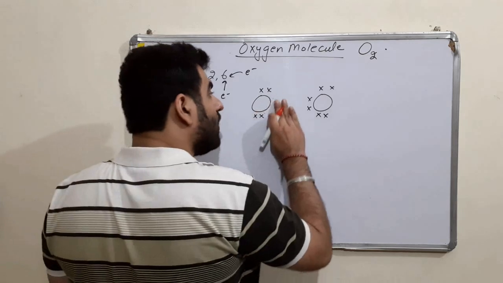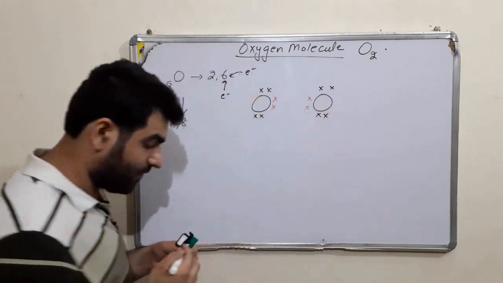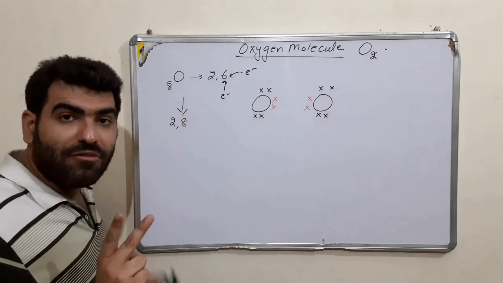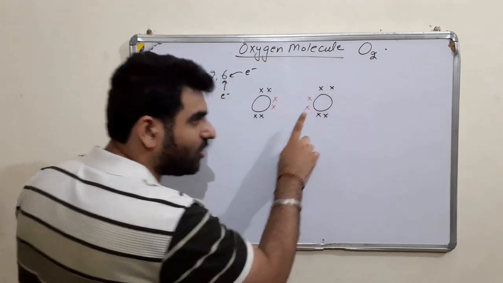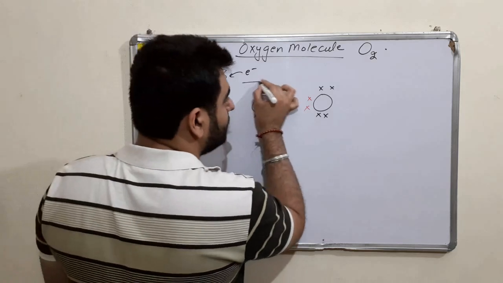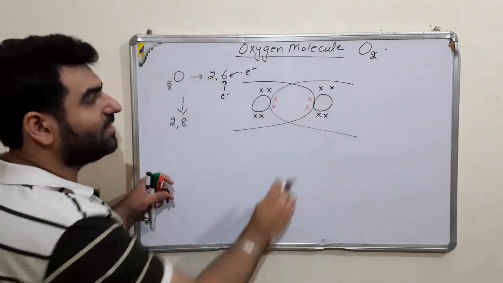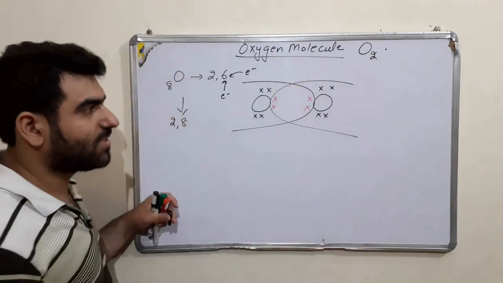So the 2 electrons will be shared. Now they require 2 electrons, so the same number of electrons will be shared. This will share 2, this will share 2. How do we count them? Let us see. These 2 electrons are shared by this, and these 2 electrons are shared by this to this.